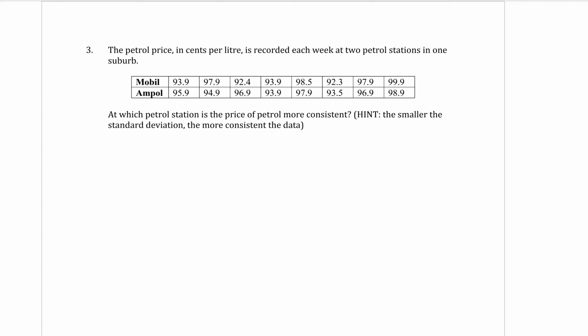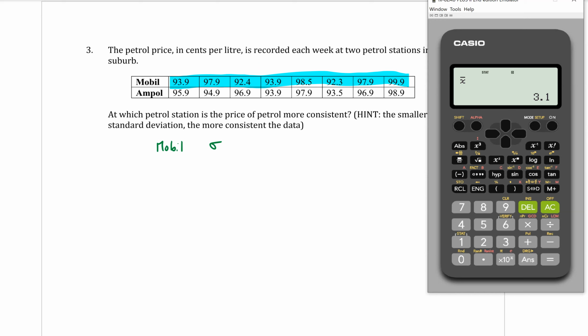There's 2 sets of data. It's not a score and a frequency here. I need the standard deviation of the Mobile, and then I'll need to do it again for Ampol. So I'm going to do the Mobile first. Okay, it's just single sets of single scores. So let's clear everything. To start, we go mode 2, 1 for variable, and there's my table.